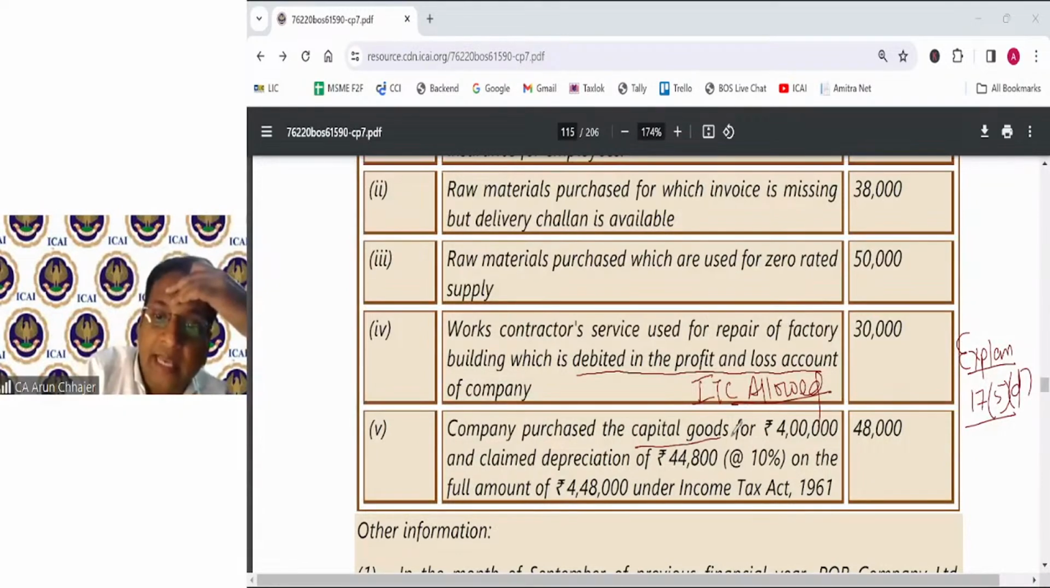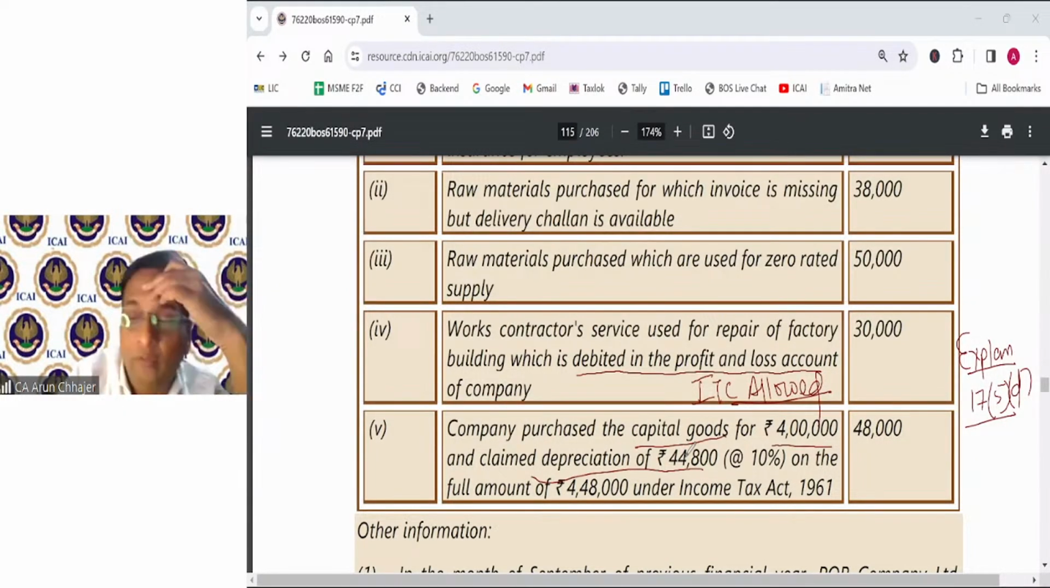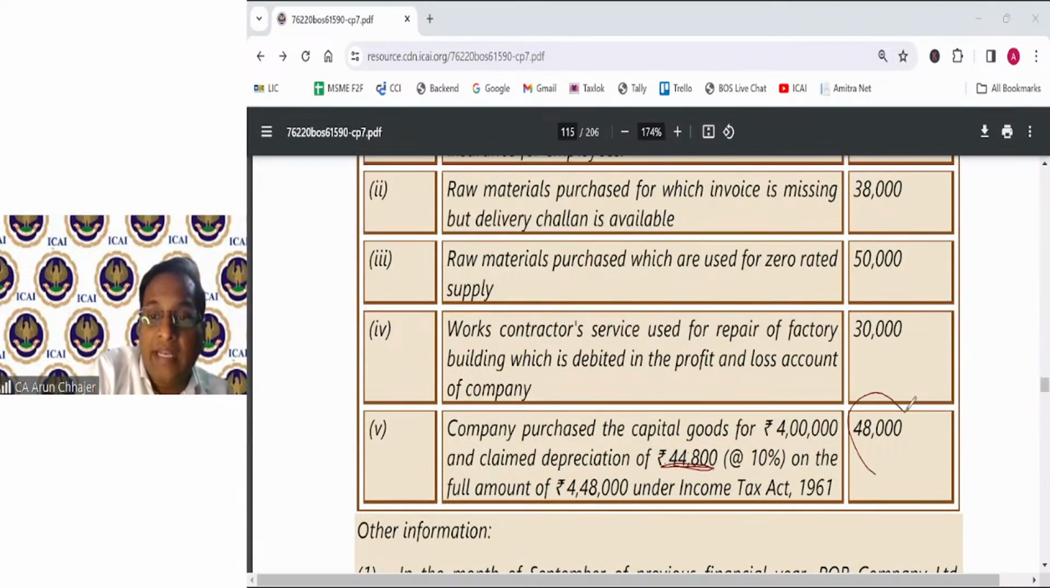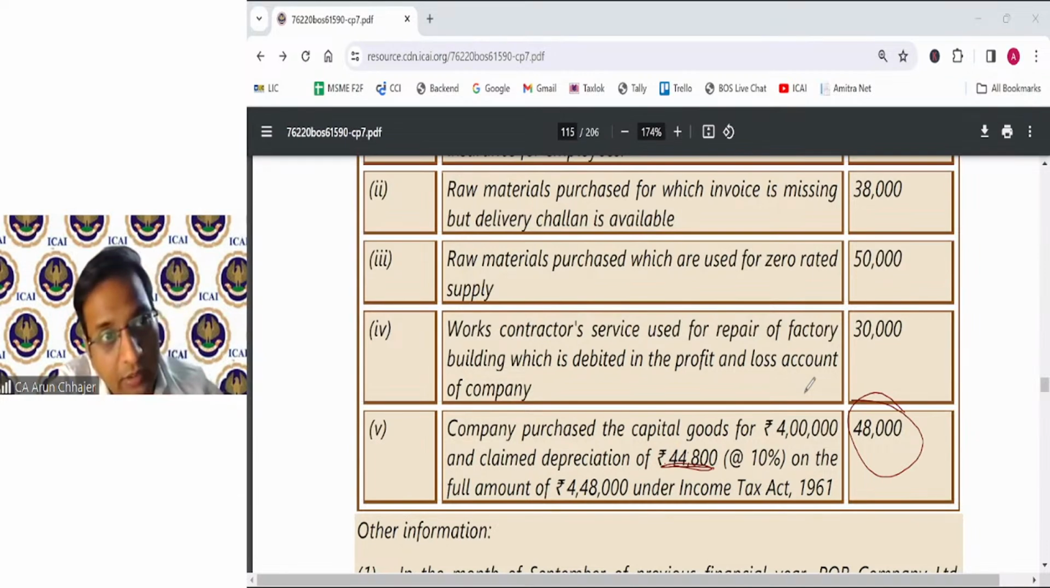Company purchased capital goods for rupees 4 lakh and claimed depreciation of 44,800 on the full amount of 4 lakh, and on this the tax is 48,000. Total depreciation which has been claimed is 44,800. Tell me whether ITC of the 40,000 would be admissible or not, along with reason.